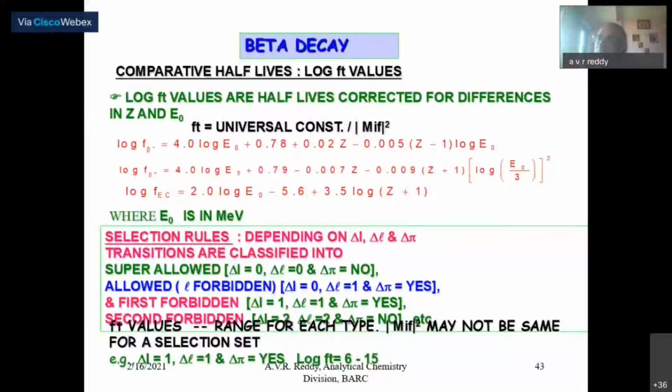If minus 1 to the power of L is positive, we say parity is positive. If minus 1 to the power of L is negative, we say negative, I mean, odd. So therefore, whenever delta L is equal to 1, a parity change will be there. We need not even look into that. Okay? If delta I is equal to 0, delta L is equal to 1, and delta pi, there is a change in parity, then it is L forbidden because of the change in the L value.